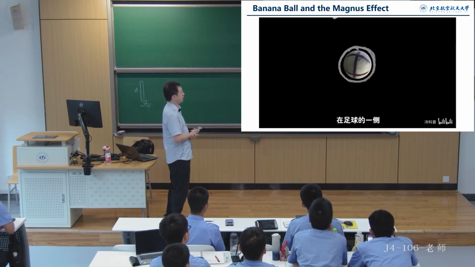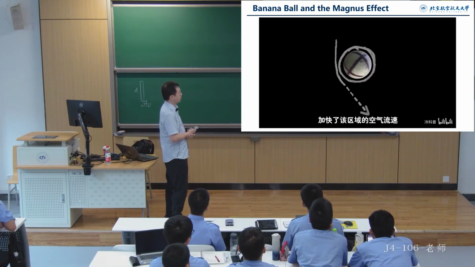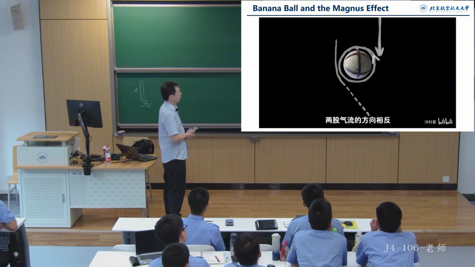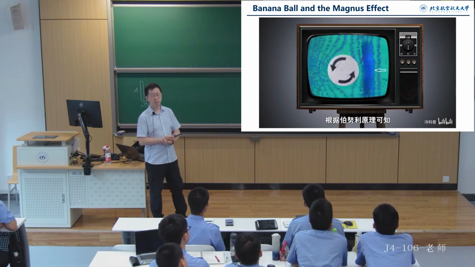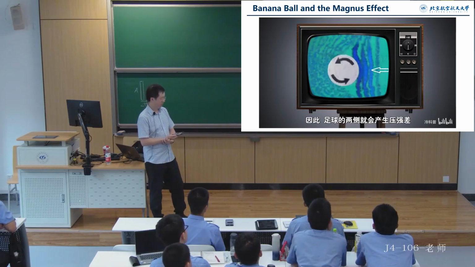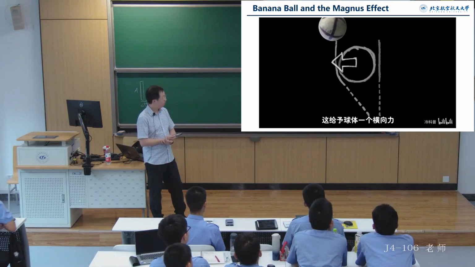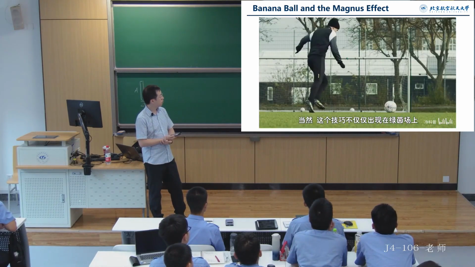On one side of the soccer ball, the direction of the generated airflow is the same as the relative airflow direction during flight, which accelerates the airspeed in that area. On the other side of the soccer ball, the directions of the two airflows are opposite, which reduces the airspeed. According to Bernoulli's principle, areas with higher flow speed have lower pressure, and areas with lower flow speed have higher pressure, thus creating a pressure difference on the two sides of the soccer ball. This gives the ball a lateral force, allowing it to curve.